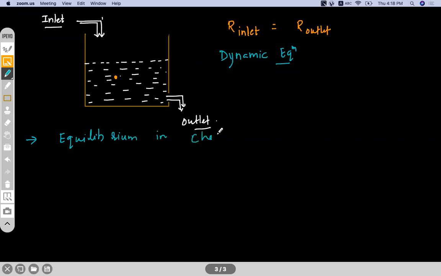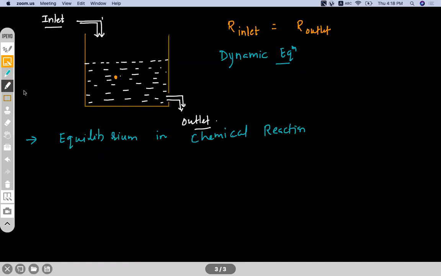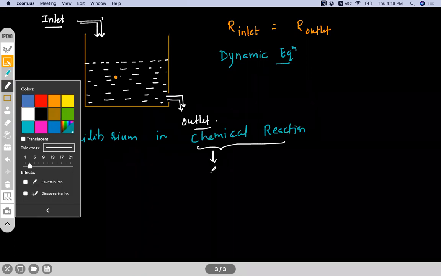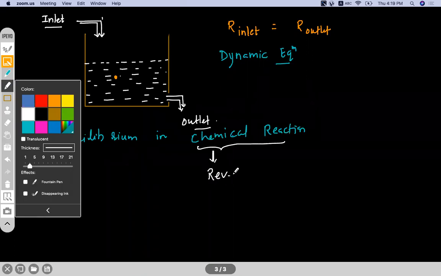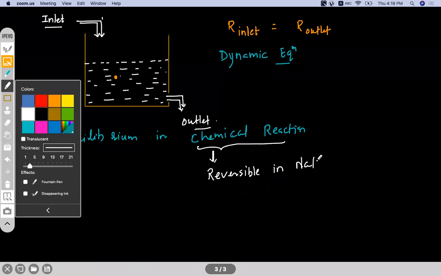Okay. Now, if you talk about chemical equilibrium, meaning equilibrium in a chemical reaction, this chemical reaction must be what? Must be reversible in nature. Why? I'll tell you. Because what is the definition of a reversible reaction?